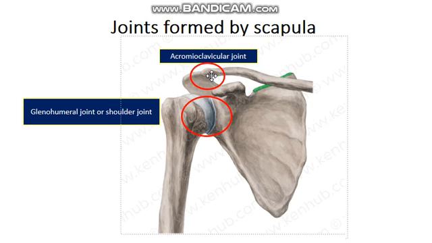And this is the acromioclavicular joint, as I said in the clavicle lecture in my previous video. This is the acromial process of the scapula, and this is the lateral end of the clavicle. This is the clavicle bone. So it forms the acromioclavicular joint, and this forms the glenohumeral joint. So the scapula forms two joints, the glenohumeral joint and the acromioclavicular joint. The glenohumeral joint is also known as the shoulder joint.